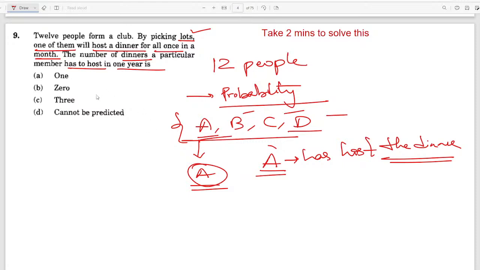So we cannot say for sure how many dinners any person will have to host. The only thing that we know is the probability is 1 by 12 for each candidate for a month. I hope this is clear. This is option D. It cannot be predicted. If you have any doubts, please ask. Else we'll move to the next question. Calculating the probability and calculating the number of dinners are 2 different things. Shweta, is this clear?